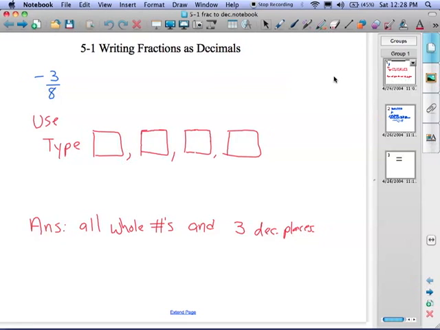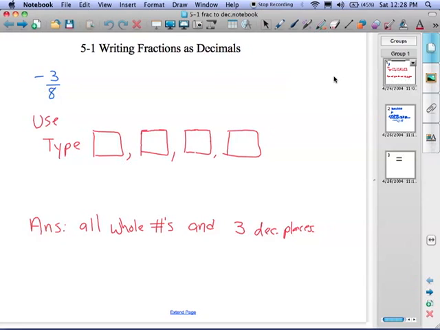5-1, writing fractions as decimals. There are two ways to turn a fraction into a decimal. One involves you setting up things as a long division problem, writing it all out, putting a decimal point in, adding zeros, and that's the way you would have done it or begin to do it in the earlier grades.